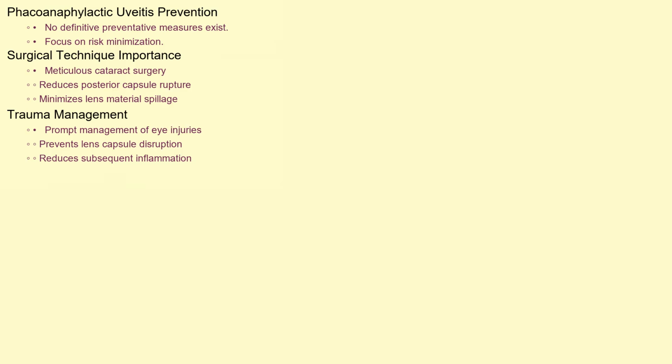Currently, there are no specific preventative measures to completely eliminate the risk of Phacoanaphylactic uveitis. However, meticulous surgical technique during cataract surgery can minimize the risk of posterior capsule rupture and lens material spillage. Prompt management of traumatic eye injuries can also help prevent lens capsule disruption and subsequent inflammation.